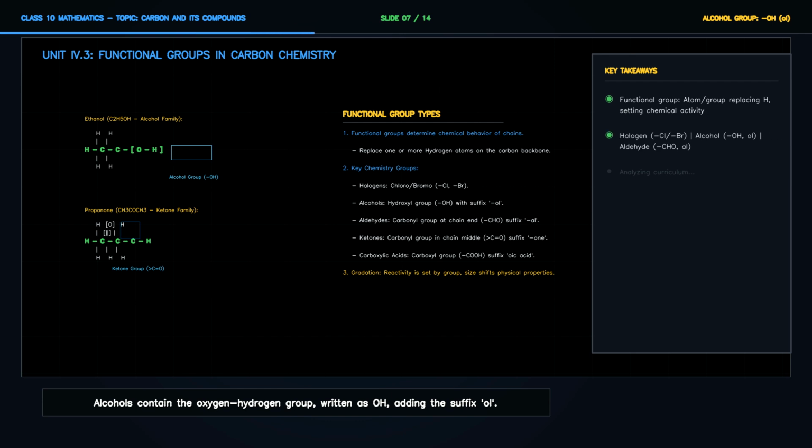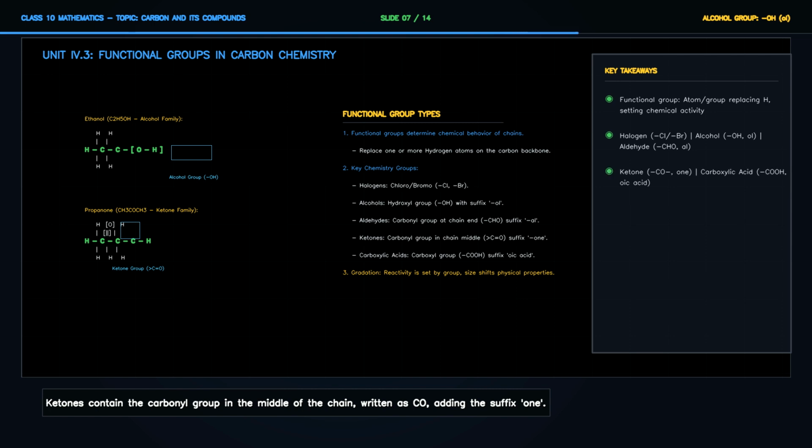Alcohols contain the oxygen-hydrogen group, written as OH, adding the suffix -ol. Aldehydes contain the carbonyl group at the end of the chain, written as CHO, adding the suffix -al. Ketones contain the carbonyl group in the middle of the chain, written as CO, adding the suffix -one. Carboxylic acids contain the COOH group, adding the suffix -oic acid. These functional groups are the active centers of chemical reactivity in organic molecules.